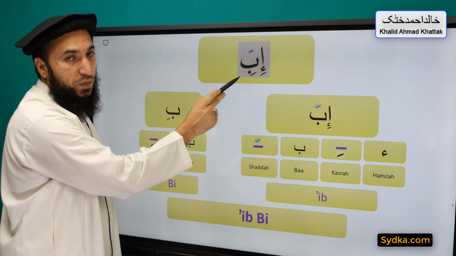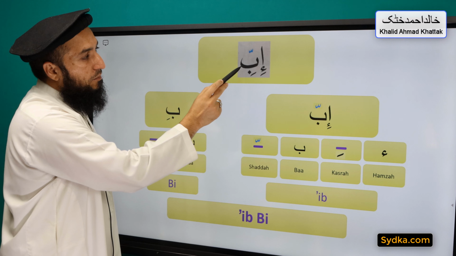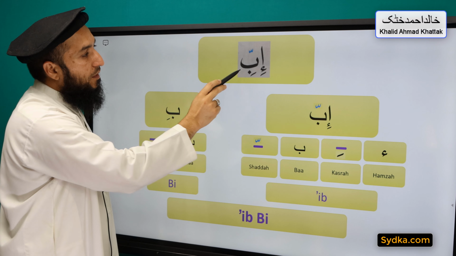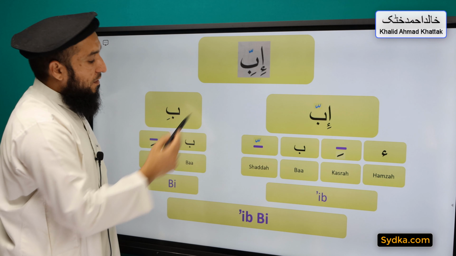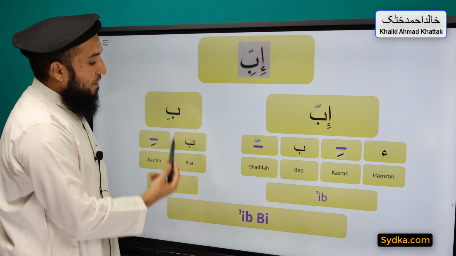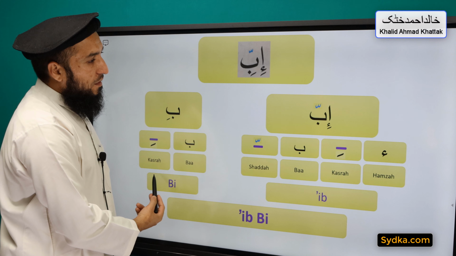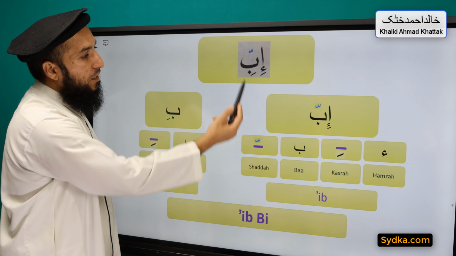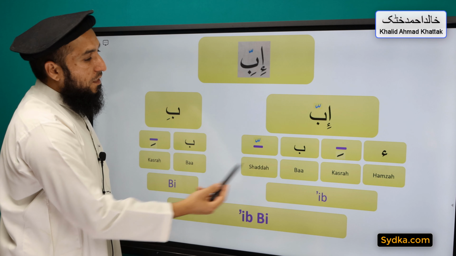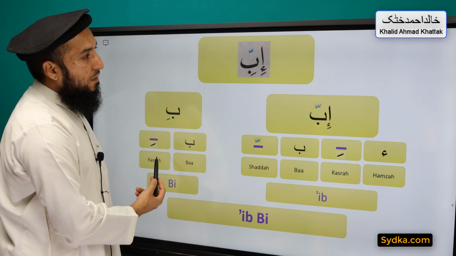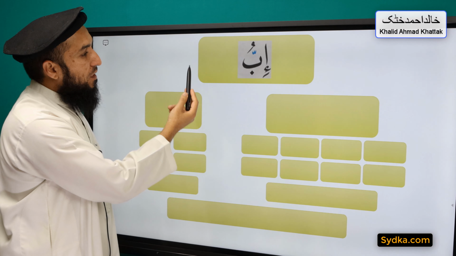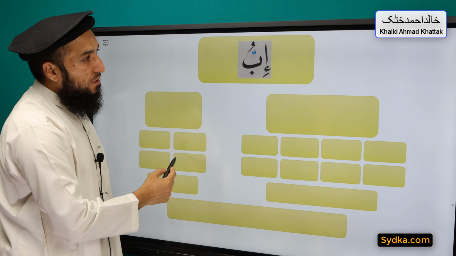The second syllable we have is Ba Kasra Bi. Ba is a light letter, it has kasra underneath and it is prolonged for one count. Ba Kasra Bi. Combining both syllables together we have Ibbi. Ibbi. The next word we have is Ibbu, and it can be divided into two syllables.